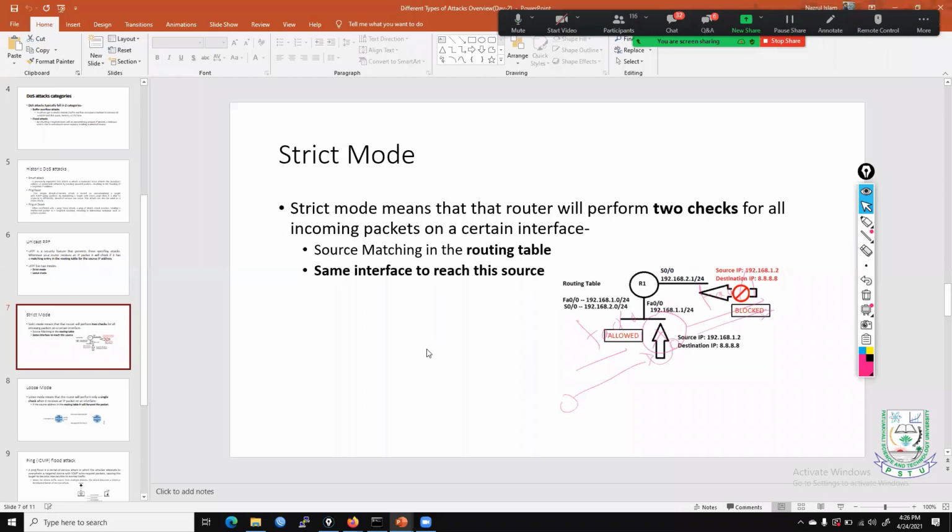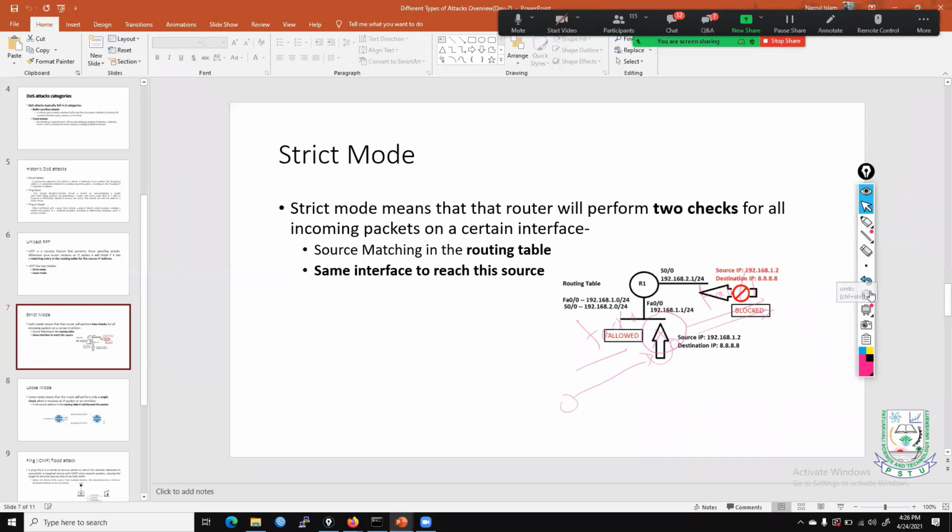So it checks first, do I have a matching entry for the source in the routing table? If yes, then the packet goes to the second stage: does it use the same interface to reach the source address? If it matches, then the packet will be forwarded and passed.